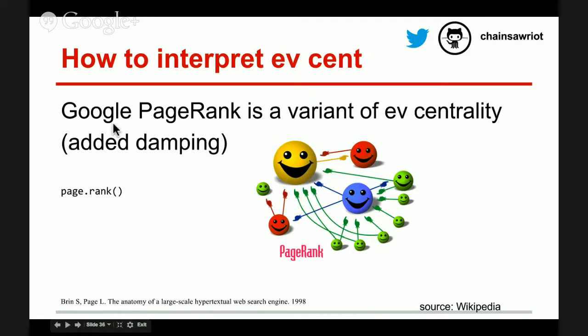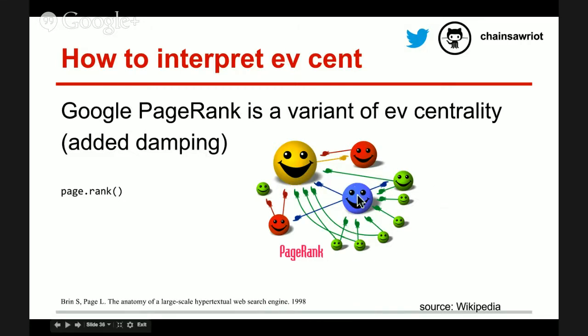And the Google PageRank, does anyone know what Google PageRank is? Google ranks their results based on the PageRank, right? Actually, PageRank is a variation of the eigenvector centrality. If you want to know more, you can read this paper. PageRank is just adding one particular variable called damping, but I don't want to talk about the damping here.